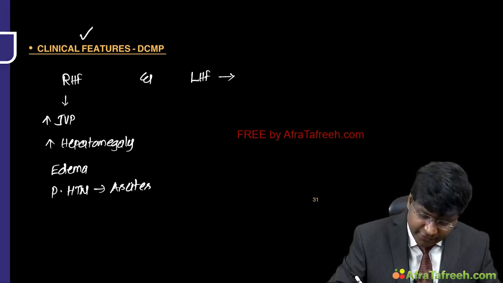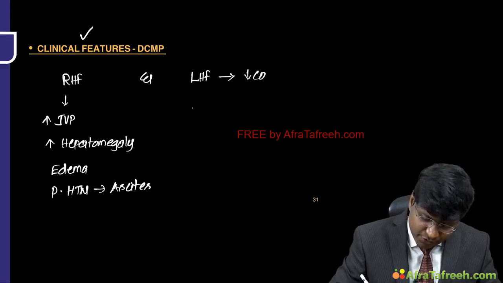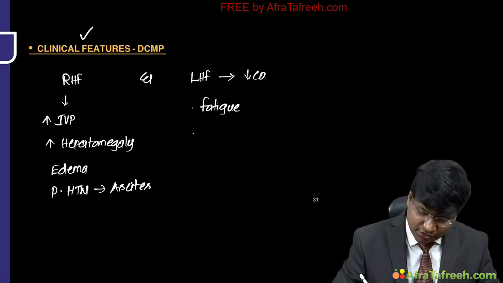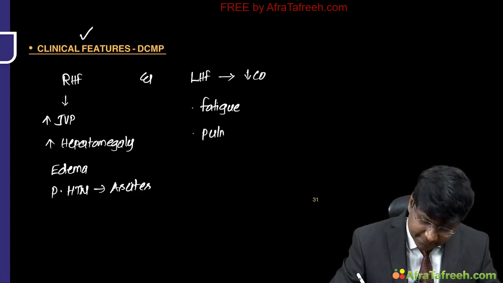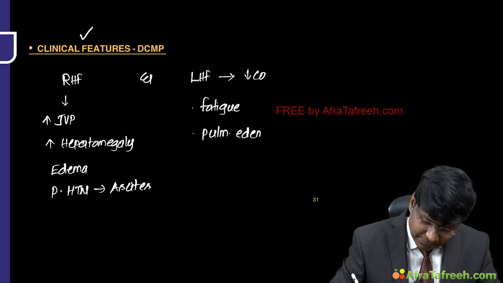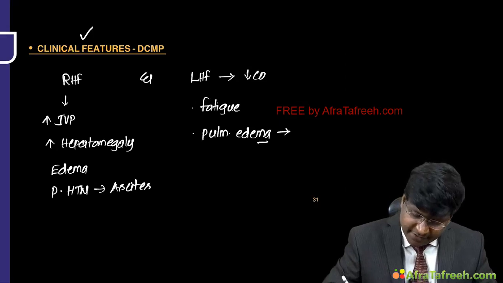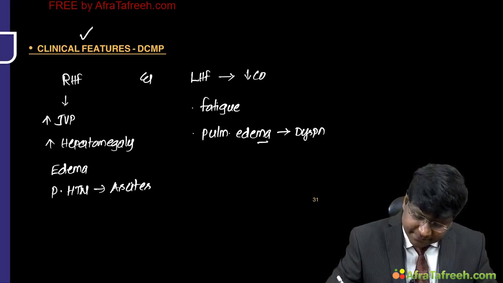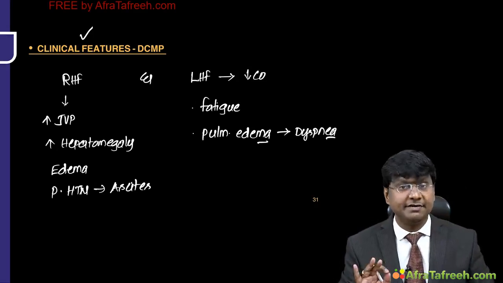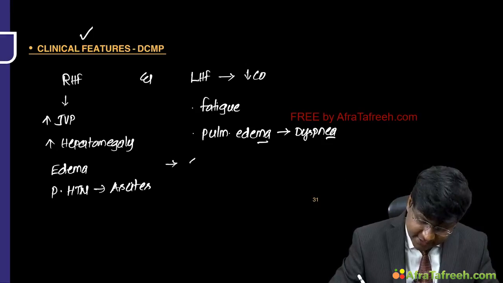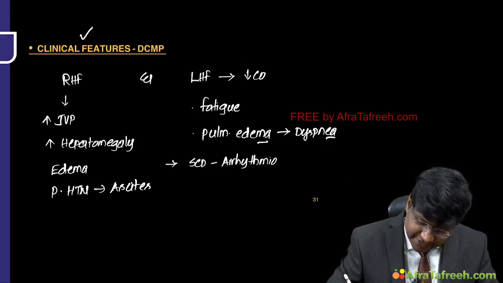And because of left heart failure, there will be decrease in cardiac output. So these patients have fatigue, and there can be backflow of the fluid into the lungs causing pulmonary edema, and because of pulmonary edema, these patients develop dyspnea. And these individuals can also develop sudden cardiac death. Now, what could be the cause for sudden cardiac death? The cause for sudden cardiac death is arrhythmias. Arrhythmias are considered as the cause for sudden cardiac death.